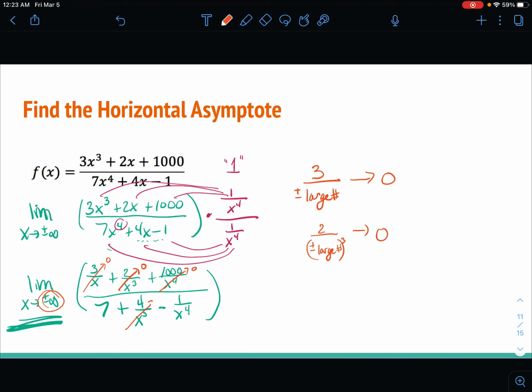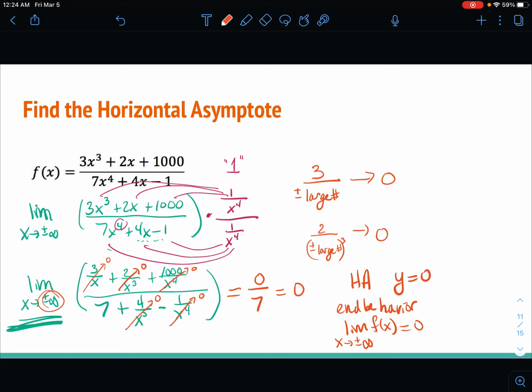Now, in the denominator, hopefully we can see the same type of thing is happening here if I plug in something huge for x. So we're left with 0 divided by 7, which of course is 0. So this is how we find that horizontal asymptote. It's y equals 0. So for the end behavior, because remember, the horizontal asymptote affects the end behavior, we can say the limit as x approaches positive or negative infinity of this function f of x is 0.